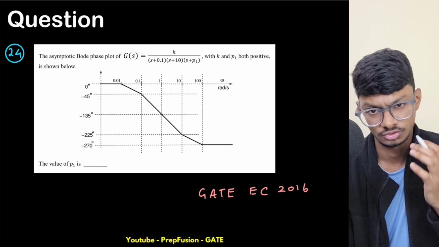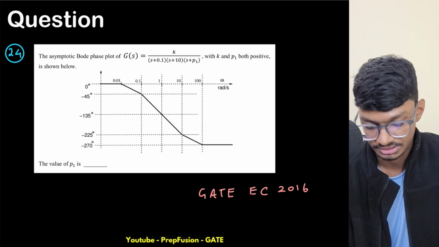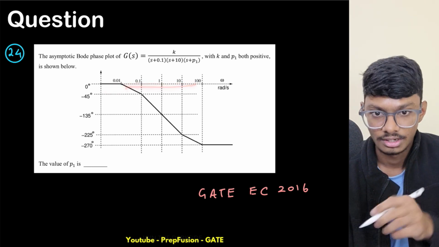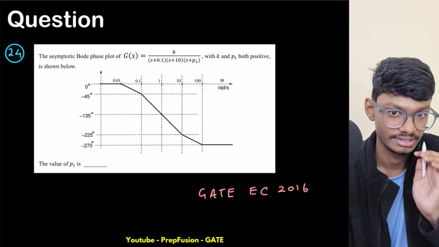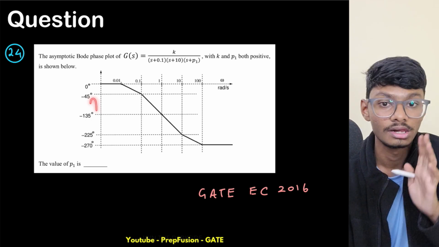But should it be 90 degrees per decade if only this pole was present around this region? It should be minus 45 degrees per decade, but it is minus 90. So definitely something has changed. Some pole has been introduced because the slope has further decreased.